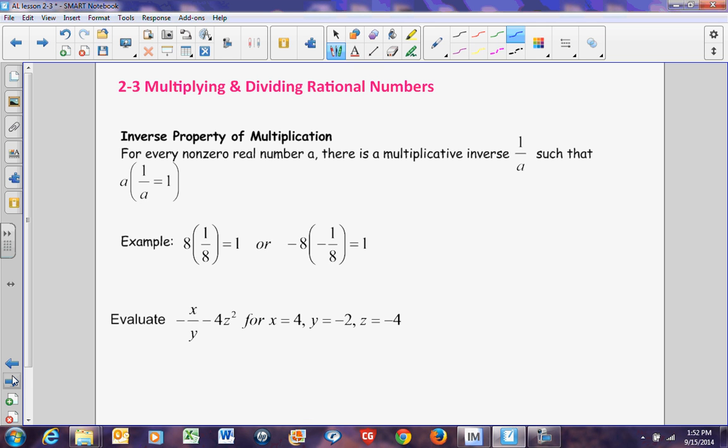Last but not least, let's talk about division. We've done a lot of multiplication and not a lot of division. The inverse property of multiplication shows that for every non-zero real number a, there's a multiplicative inverse 1 over a, such that when you multiply them together, they equal 1. We talked about that. A number's inverse, when it multiplies by itself, becomes a positive 1, which means if the number is positive, it's multiplied by its inverse, it's going to be positive. The inverse of negative 8, the multiplicative inverse is negative 1/8, so that my answer is still a positive 1.